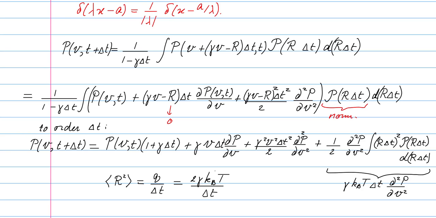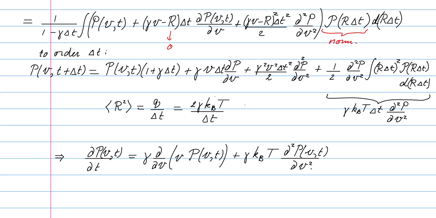It is gamma times kBT times delta t times the second derivative of p with respect to v squared. Now there is one final step we need to perform. We have the difference here of p(v) taken at t plus delta t and p(v) at t. If we take only the first one and we bring it to the left hand side, that's obviously the first derivative of p, and so we arrive at the following equation. An equation which gives us the time derivative of this probability distribution, and it depends on the first derivative here and the second derivative of p.